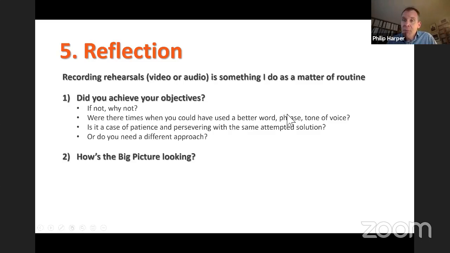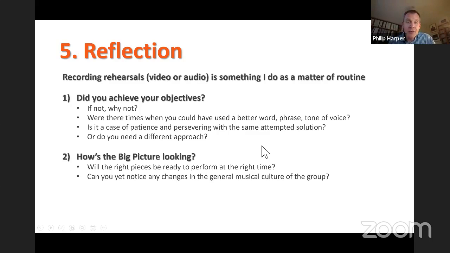You also want to keep an eye on what the big picture is looking like. It's very easy in rehearsal to get very involved with a specific piece or even a specific note on a specific page. But if you're a regular conductor of a band, then you've got bigger things. For example, will the right pieces be ready to perform at the right time? Because you've got a concert or a contest or what have you.